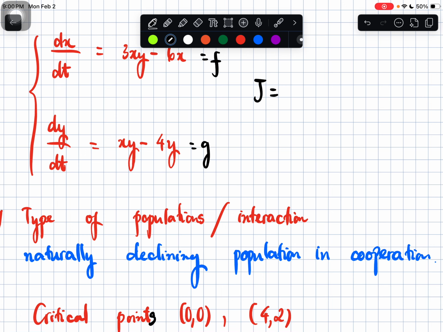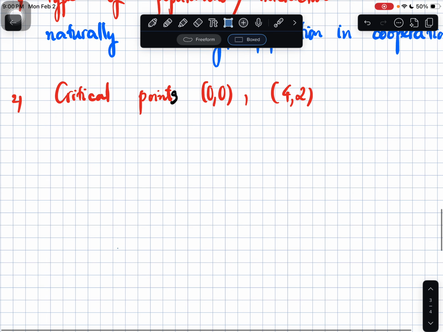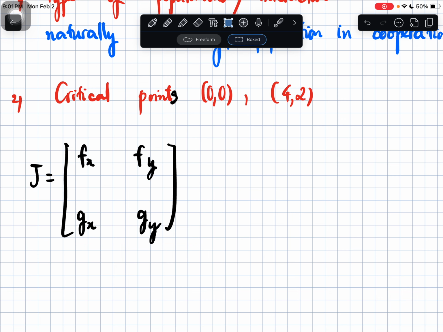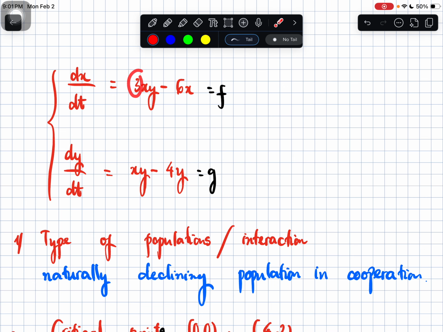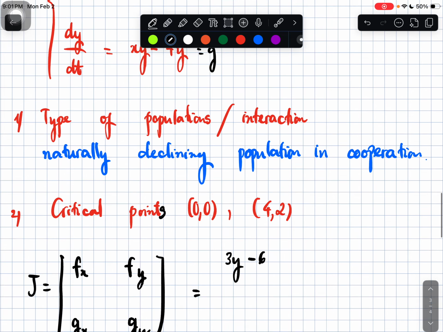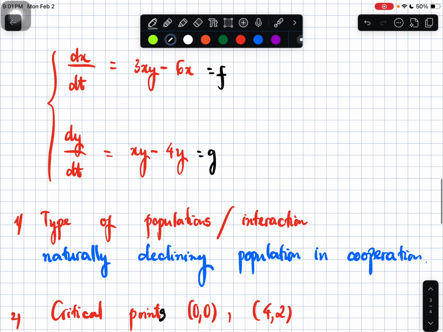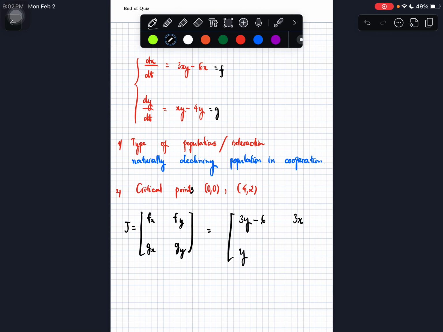So we have Fx, Fy, Gx, Gy, and the Jacobian matrix is: Fx is 3 times y minus 6, Fy is 3 times x, Gy is x minus 4.